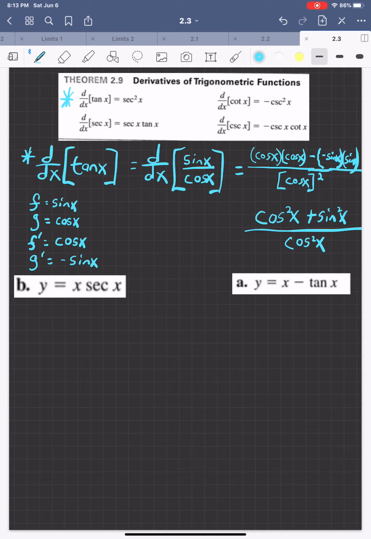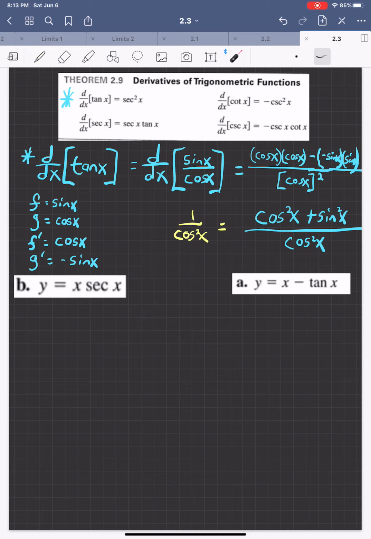But let's see if you can remember: what is the identity for cosine squared plus sine squared? Do you recall? You're right, it's the Pythagorean identity. Cosine squared plus sine squared is equal to 1. So do you notice that what you have at that point, working backwards here, is 1 over cosine squared.